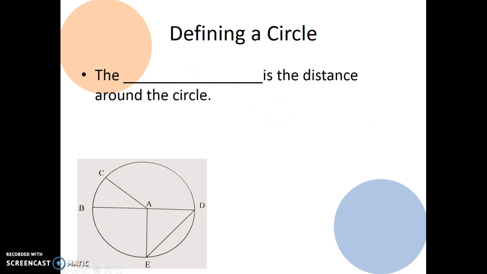Alright, the circumference is the distance around the circle. So the circumference is basically the perimeter of the circle. It's all the way around. If you were to walk around a circle, you would be walking around the circumference. It's the same thing as the perimeter. It's just that when we're talking about circles, we usually refer to it as a circumference. But in this unit, they are going to be interchangeable.